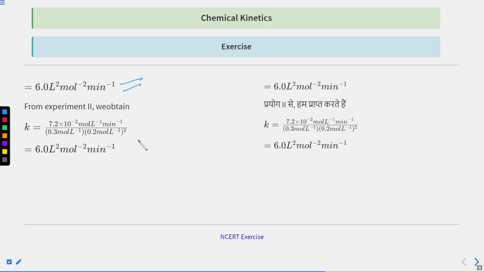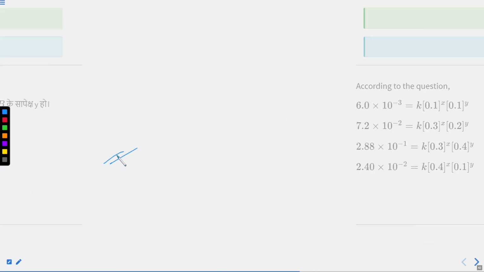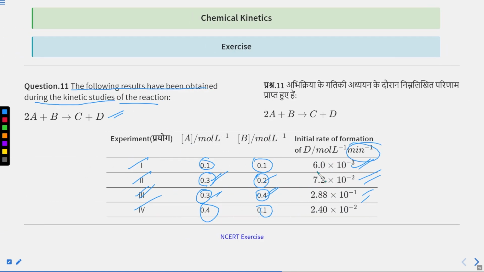And this is 6 liter square per mole square, minute inverse. So this will be minute inverse. If you look at the data, not second inverse, it will be minute inverse. See, it is written minute inverse, right? So just look at this. Be keen about it.